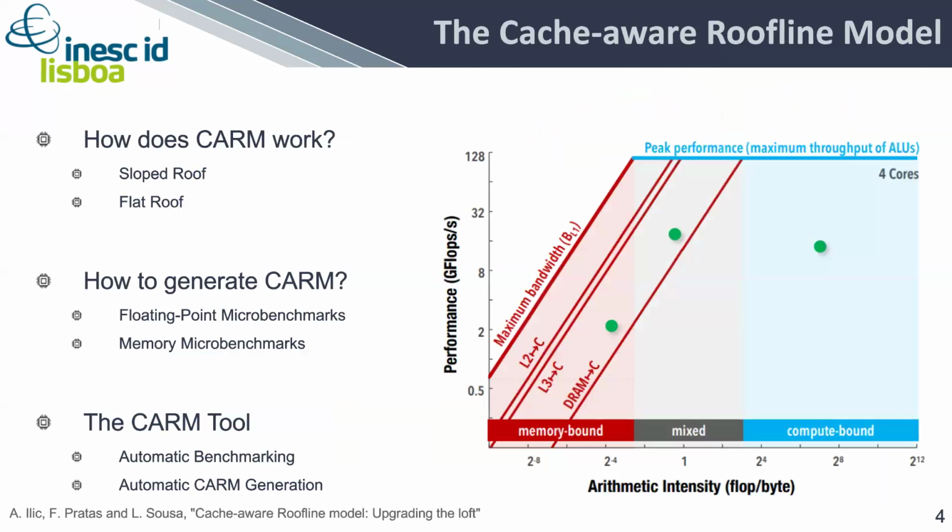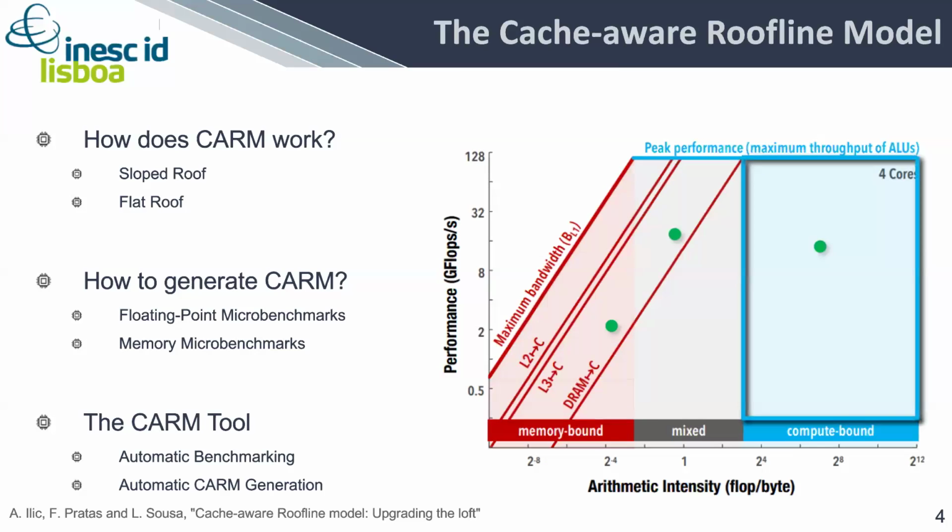So now talking about the CARM itself, how does it actually work? The CARM has two main roofs, the sloped roofs in red, which are based on the maximum bandwidth of the different memory levels of an architecture, and the flat roof in blue, which is based on the peak floating point performance of the architecture. And these roofs designate two main areas of the CARM model below them. These are the memory bound area in red and the compute bound area in blue.